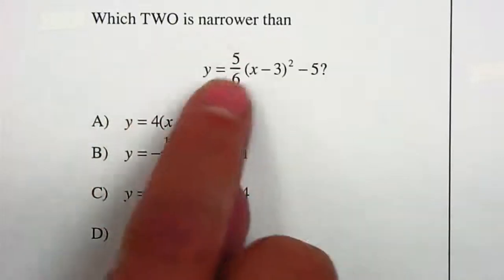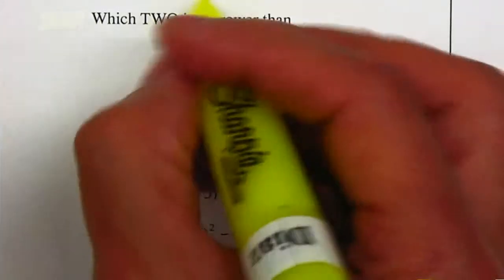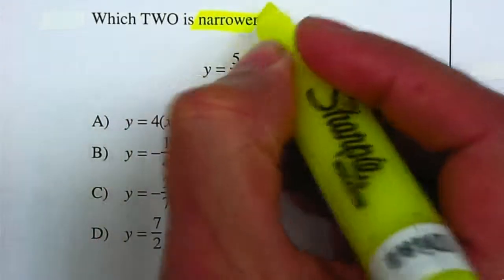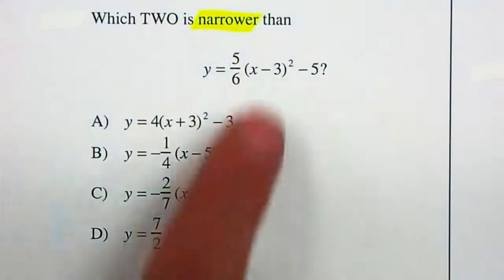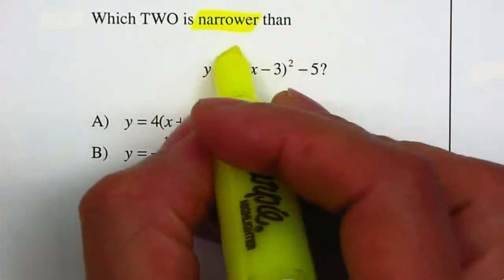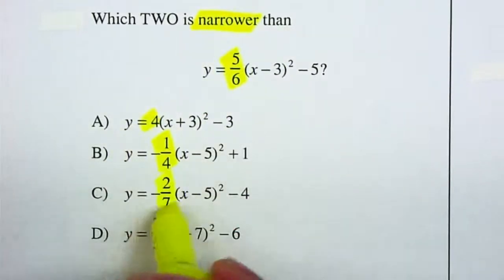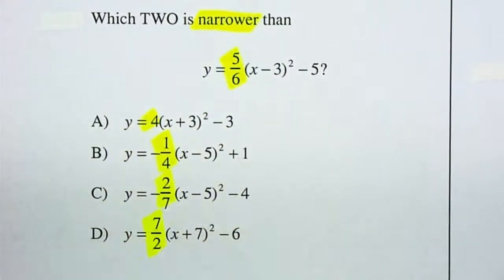Which two is narrower than the following function? We're looking for a graph, or two graphs in this case, that are narrower than this equation here. Now remember that whether it's narrow or wider is determined by the A value. So your 5/6, your 4, your 1/4, your 2/7, and 7/2.